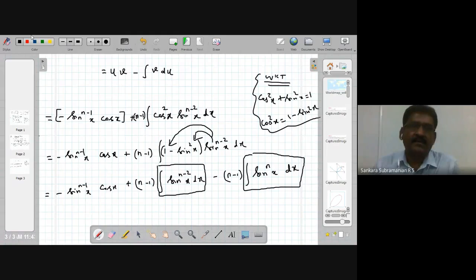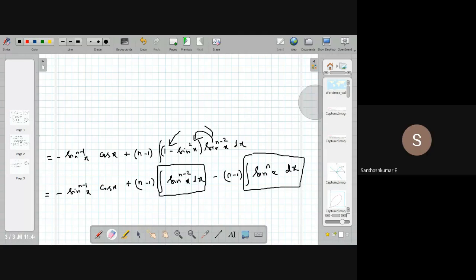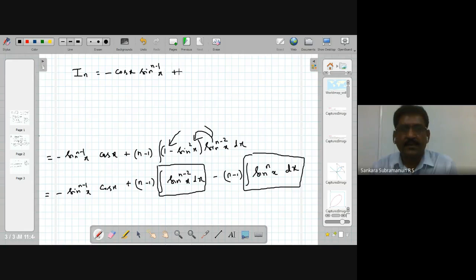Well done. That is the idea. That's the concept. So on the left hand side we start with In, and on the right hand side we have minus cos x into sin to the power n minus 1 x plus n minus 1 times, this can be written as In minus 2, minus n minus 1 times In. So this coefficient is 1, and this coefficient is minus of n minus 1.